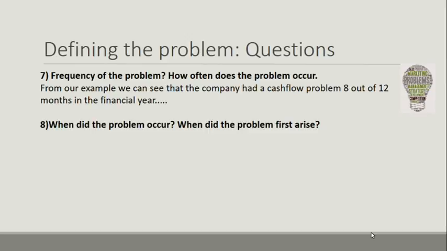Was it when sales started increasing or decreasing? Was it when the ratio of business customers versus domestic customers increased? Was it when our suppliers changed their credit terms? Or was it when new financial regulations were introduced?